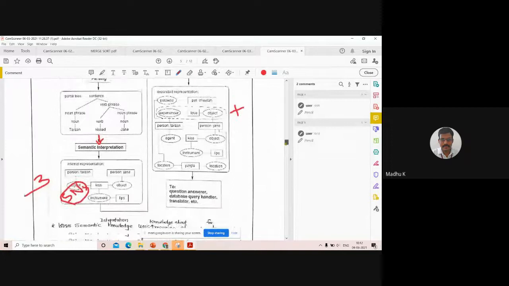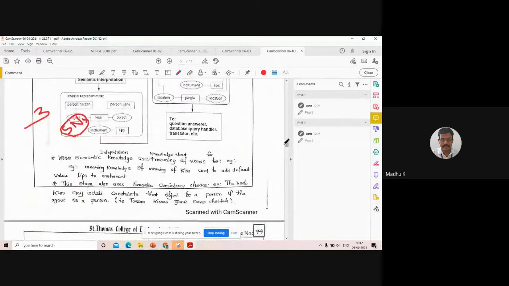This is a descriptive topic. Please study this. We can discuss it in the next class.